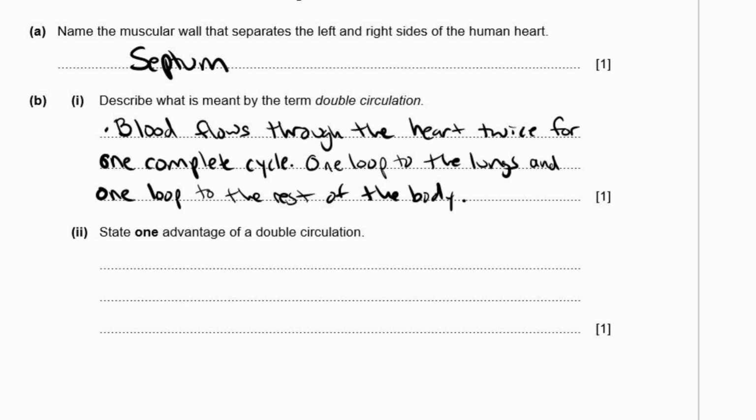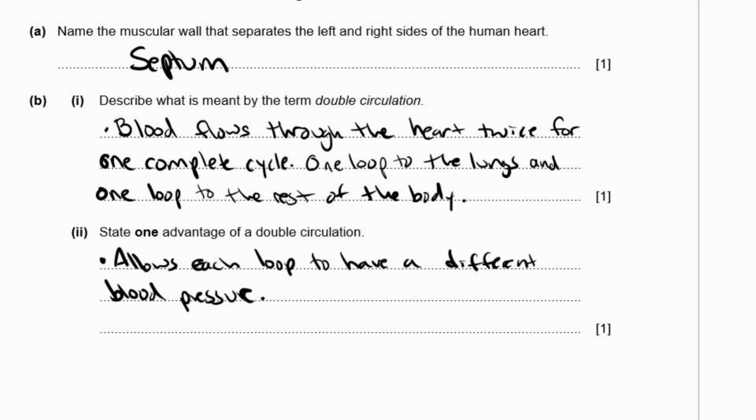2, state one advantage of a double circulation. There's lots of advantages, actually. One of them is that by having a double circulation, you can have a different pressure of blood to the lungs as compared to the rest of the body. So it allows each loop to have a different blood pressure. Another thing is that the body can have a larger blood pressure in total, and so that will increase the flow rate of the blood compared to single circulation.